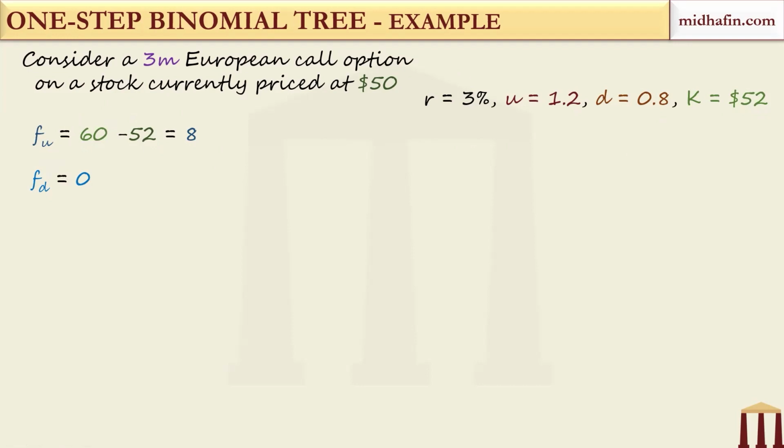I just need to find the value of P. P is given as e raised to the power of RT minus D, divided by U minus D. R is given, T is known to us as 0.25 years, D is 0.8, U is 1.2. It's a simple mathematical calculation. We find that P is 51.81% or 0.5188. This is something that we'll use.